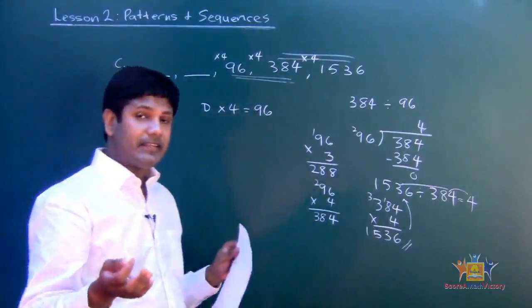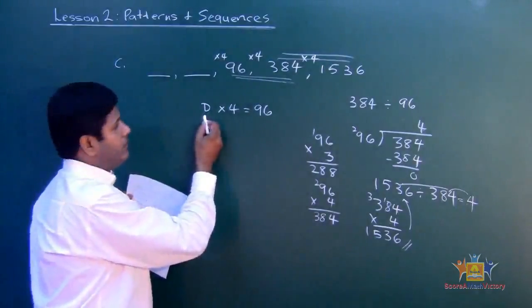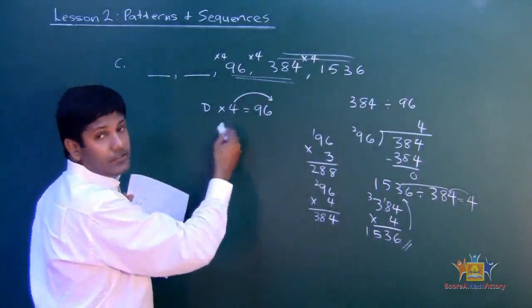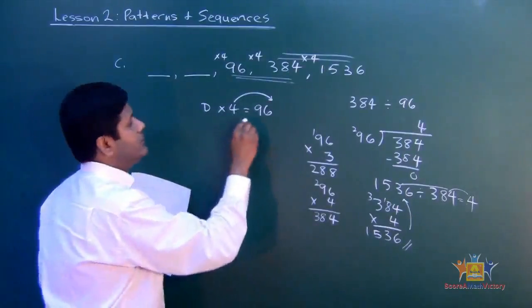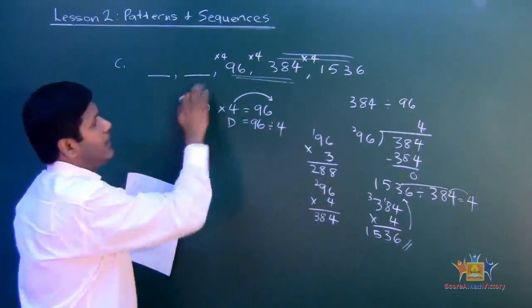Remember from the previous lesson, Max's first law? You're looking for D, which is unknown. So I'm going to bring that 4 across the bridge. Multiplication across the bridge will become what? Division. So 96 divided by 4 will tell me D, the unknown.